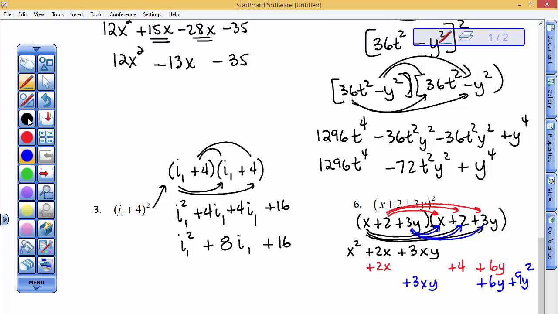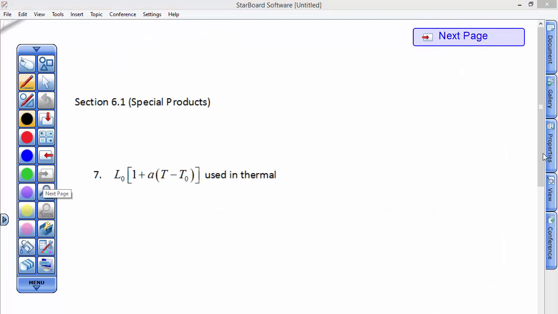I'm almost out of space, but if I finish this up, it looks to me like I'll have an x squared here. 2x and 2x is 4x. 3xy and 3xy is 6xy. I'll bring the 4 down. 6y and 6y is 12y, plus that 9y squared. And yes, that's out of order, and oh well. I'm just trying to refresh you on multiplication.